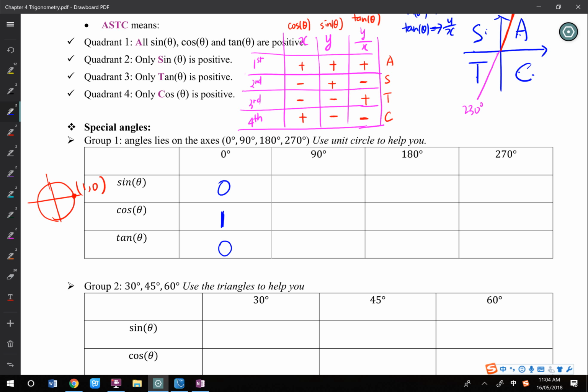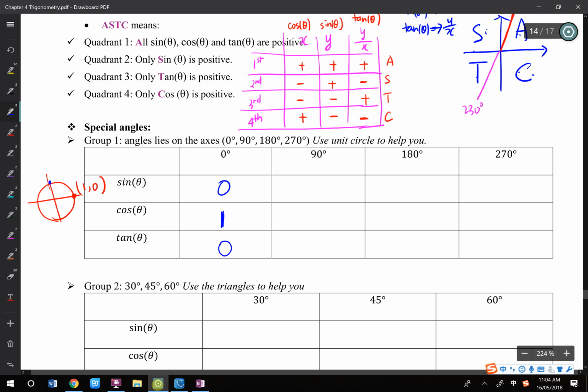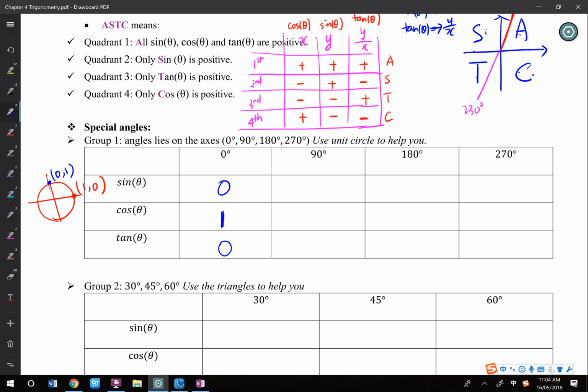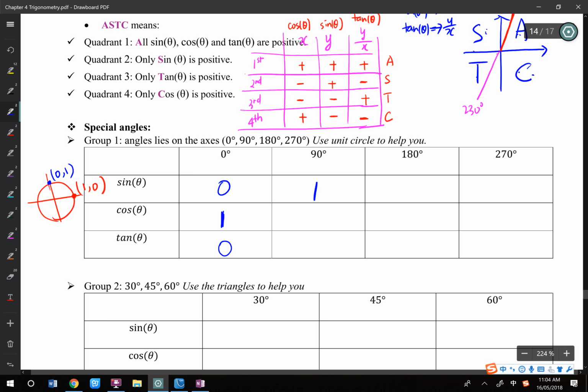Okay, for the 90, I have the intersection here. The intersection is 0, 1. Okay, what's sine 90? Sine 90 is 1. Cosine 90?